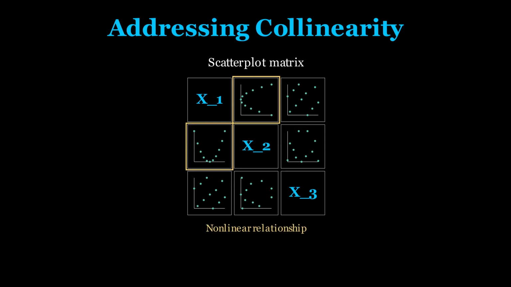Now let's discuss strategies for addressing collinearity. For collinearity, we are concerned only with linear relationships between variables. Nonlinear relationships, such as between x1 and x2 in this example, do not pose the same issues because they are inherently nonlinear. However, if a nonlinear relationship appears almost linear within the range of the data being sampled, it can still lead to collinearity problems.